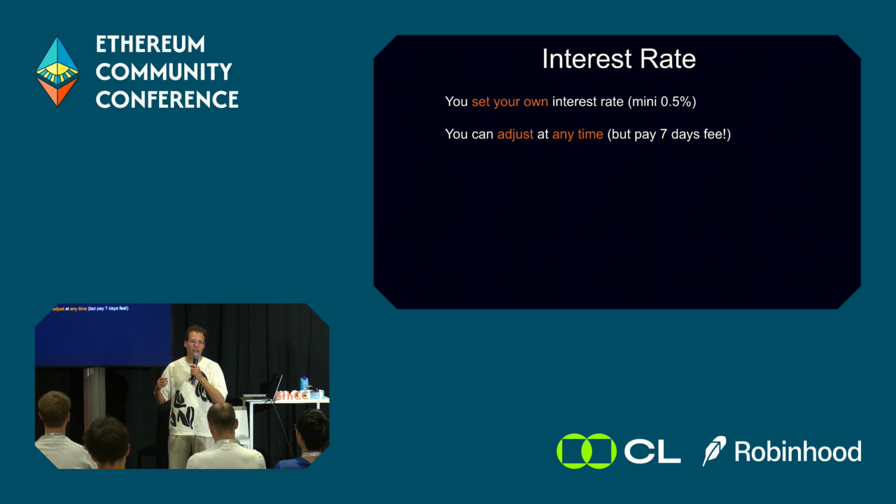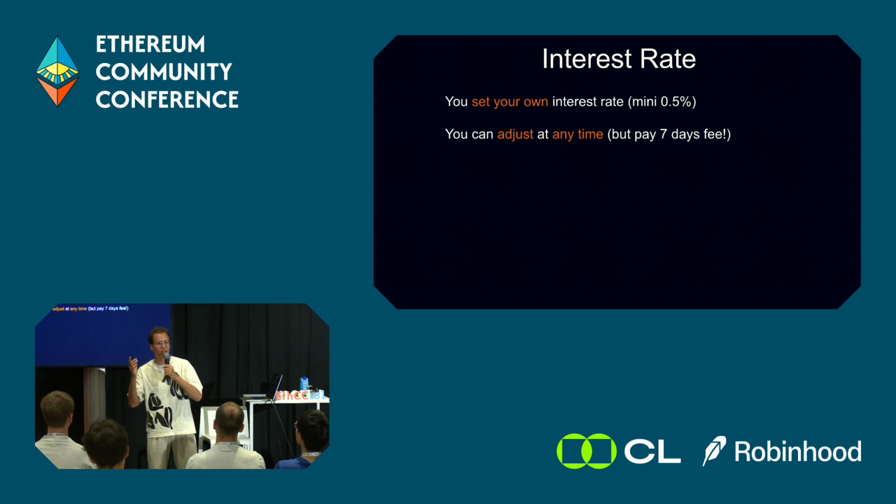So this is done to deter anyone from playing with the interest rate, being always at 0.5%, watching the blockchain, and when redemption comes, saying, oh, I'm now at 2%. Okay, thank you. You can adjust at any time.